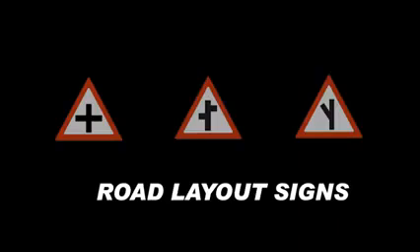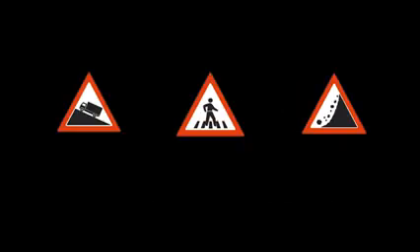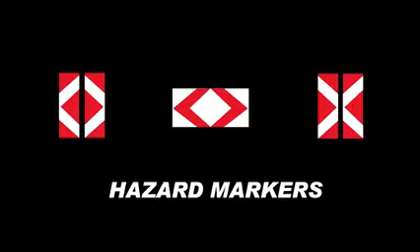Road layout signs. This sign warns you of the layout of the road ahead. Direction of movement signs. This sign warns you in advance about the direction of the flow of traffic ahead. Symbolic signs. This sign warns you in advance about a hazard or possible hazard on the road or next to the road ahead. This is indicated by a symbol on the sign.